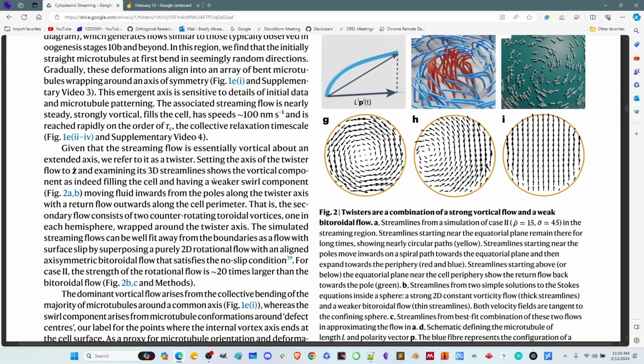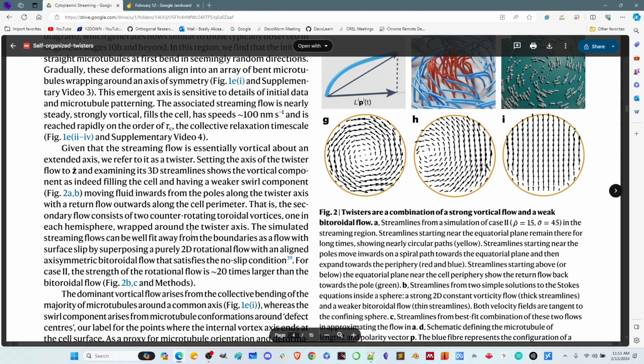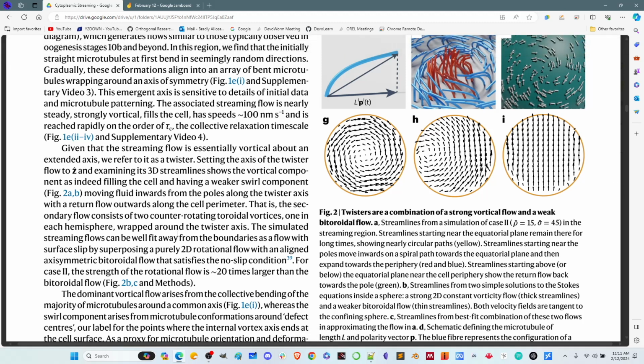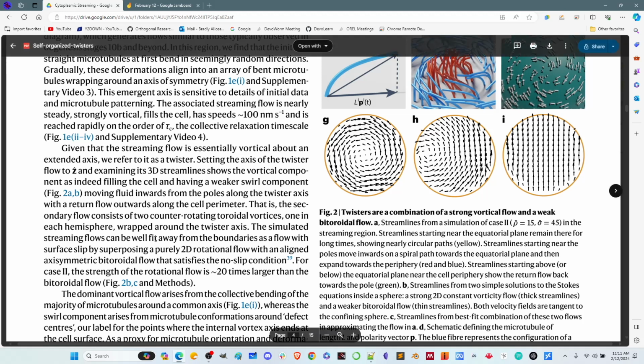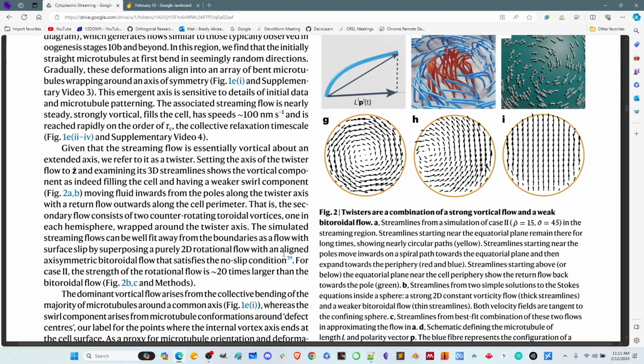So there's a primary flow and a secondary flow. The secondary flow consists of two counter-rotating toroidal vortices, one in each hemisphere, wrapped around the twister axis. So this is like, again, the climatological example where you have different cells for different parts of the sphere, or what is essentially hemispheres of a cell. It doesn't necessarily need to be a sphere, but it's going to have two hemispheres where these counter-rotating toroidal vortices can occur. The simulated streaming flows can be well fit away from the boundaries as a flow with surface slip by superposing a purely 2D rotational flow with an aligned axisymmetrical bitoroidal flow that satisfies the no-slip condition.